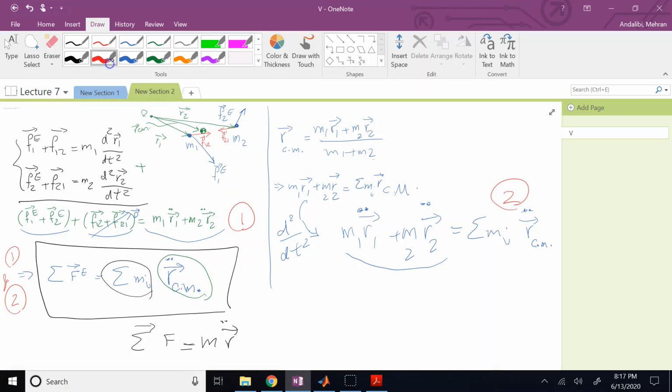And then the most important thing is, among all forces that are applied to a system, only one category would create any effect. Only one category would create acceleration. And what is that? External forces. The internal forces do not create any acceleration for the centroid.